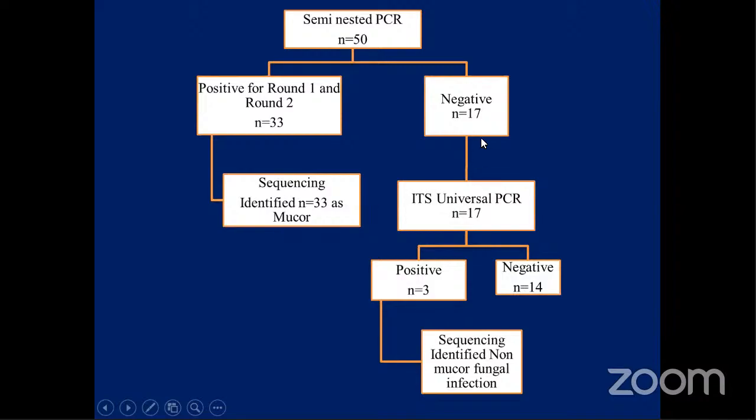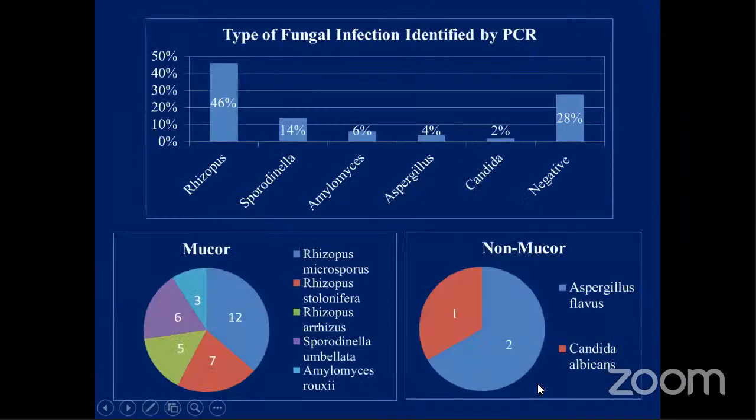The negative samples were subjected to ITS universal PCR, and 3 samples were positive. On sequencing, they were identified as non-mucor fungal infections. The types of fungal infections identified by PCR were 46% Rhizopus, 14% Sporodiniella, 6% Amylomyces, 4% Aspergillus and 2% Candida. Of the mucor species, the most common was Rhizopus microsporus, 12 species, followed by 7 species of Rhizopus stolonifer, and the least was Amylomyces rosei, 3 species. Non-mucor species were identified as Aspergillus flavus and Candida albicans.